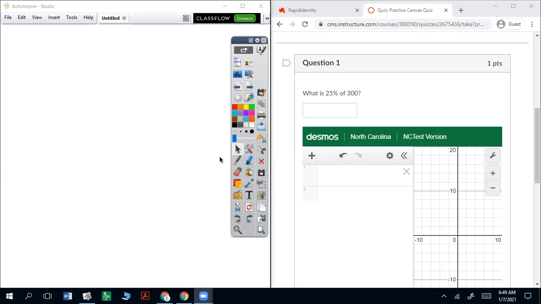So we'll start with number one. What is 25% of 300? Symbolically, 25% is basically 1/4. So that question is, what is 1/4 of 300, which is 300 divided by 4. So you can do 300 divided by 4 to get your answer, which is 25 times 3, right? 100 divided by 4 is 25. Triple that, and you get 75.